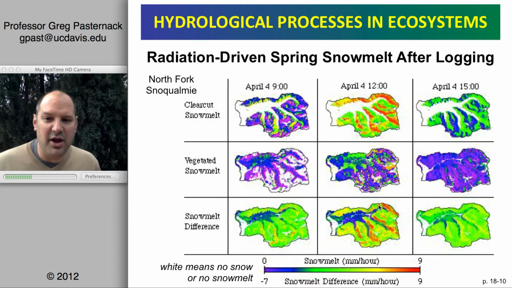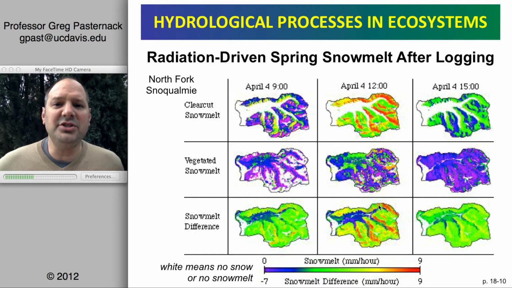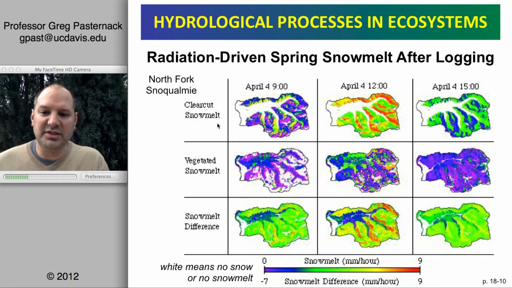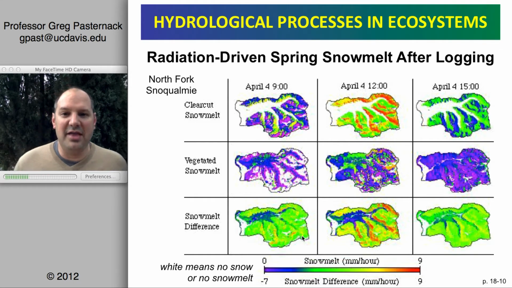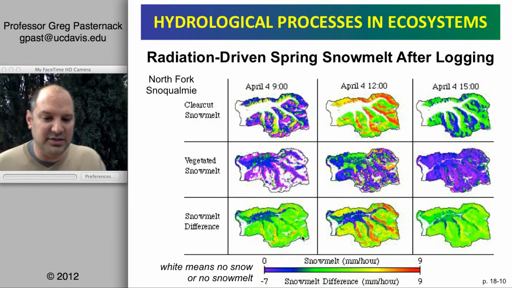Now let's look at another scenario. This is radiation-driven spring snowmelt after logging. The first row is the clear-cut scenario, the second row is the vegetated scenario, and then the third row is the difference between the two. So you can either see the difference by just visually comparing the colors, or going to the third map, and the colors there represent the difference.